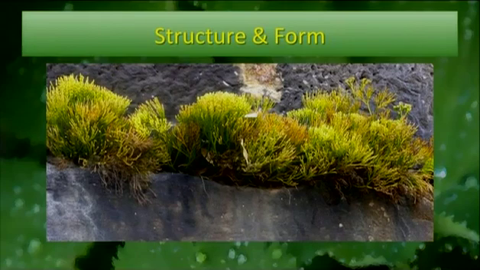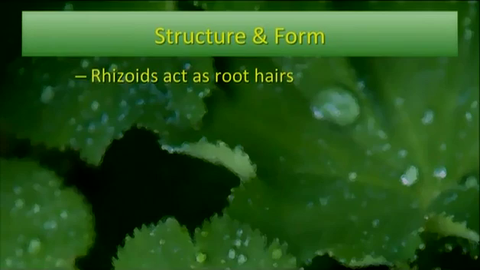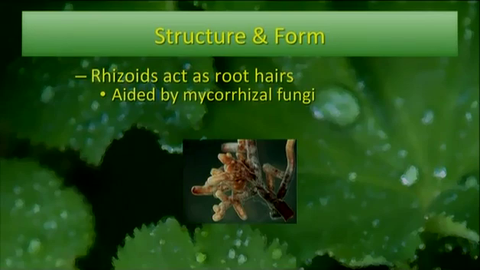There are actually two native species of whisk fern in Hawaii. We'll talk about them a little bit later. So the rhizoids act like root hairs, and they're helped by mycorrhizal fungi. Remember mycorrhizae? These are fungi that form a relationship with the roots of most plant species, including the non-vascular plants, the lower vascular plants, the gymnosperms, and the angiosperms. They all have interactions with fungi.